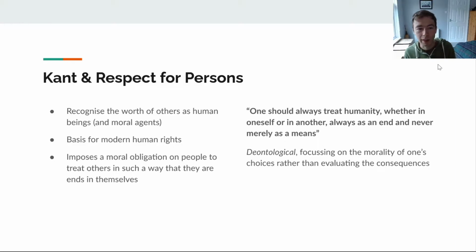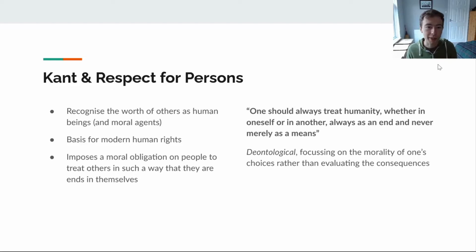A great starting point here is the work of Immanuel Kant. Kant was a major historical figure in the philosophy of respect. His work has been hugely influential and can be seen in many of the theories that have followed. Kant's major thesis here was that we should respect the worth of other people as human beings, as moral agents and people with moral capacity. And this forms the basis for human rights as we understand them today.